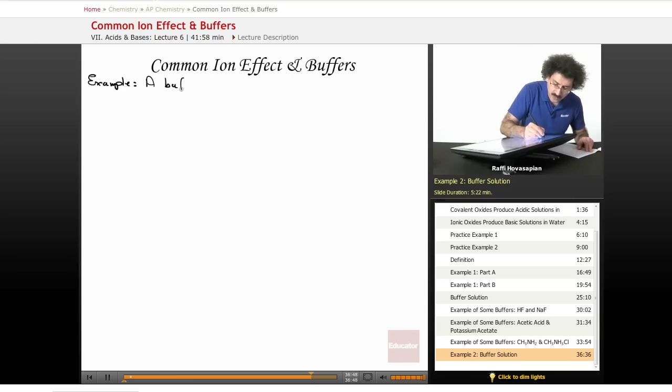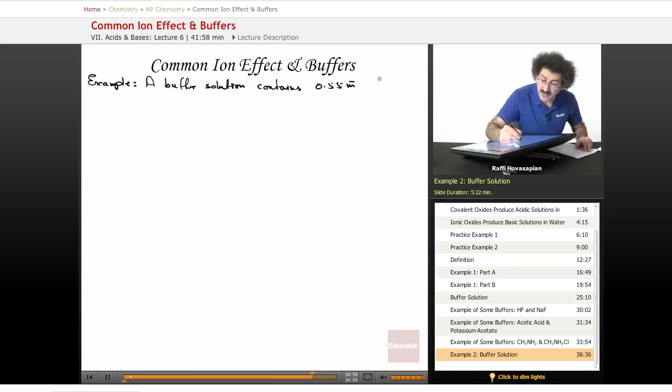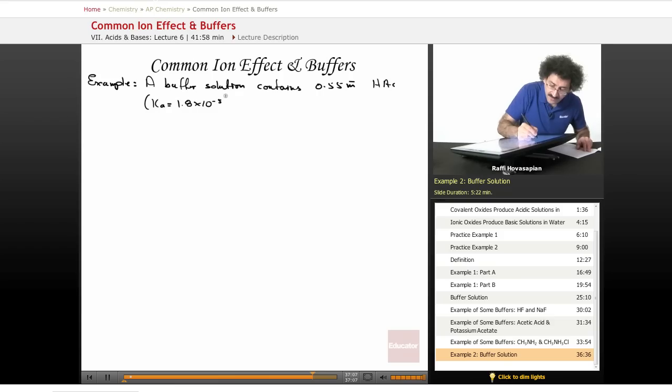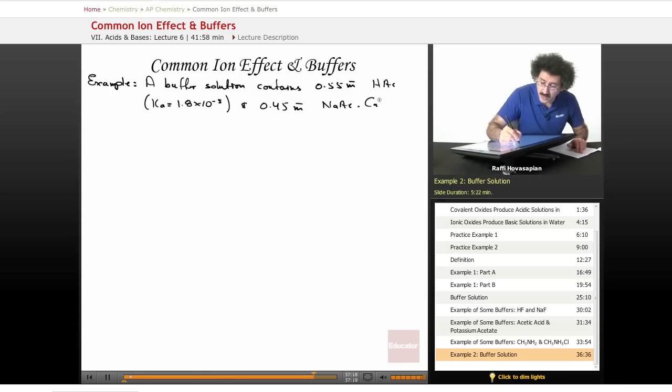A buffer solution contains 0.55 molarity acetic acid, HAC, the Ka of which equals 1.8 times 10 to the negative 5, and it contains 0.45 molarity sodium acetate, NaAC. Calculate the pH of the solution. Calculate the pH of this buffer.